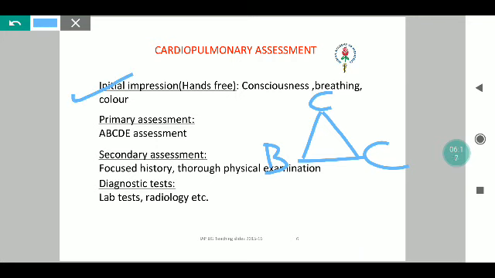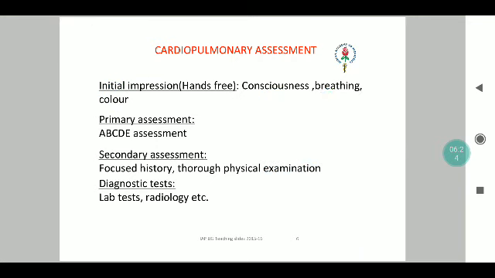So that is the first initial assessment where we check for the consciousness of the child, the breathing of the child and the color of the child. Each of these points we will discuss in detail in subsequent slides. For now, just recollect the casualty setting where we said that the child is brought to bed number 1. So the initial impression is to check for the consciousness, the breathing and the color of the child.